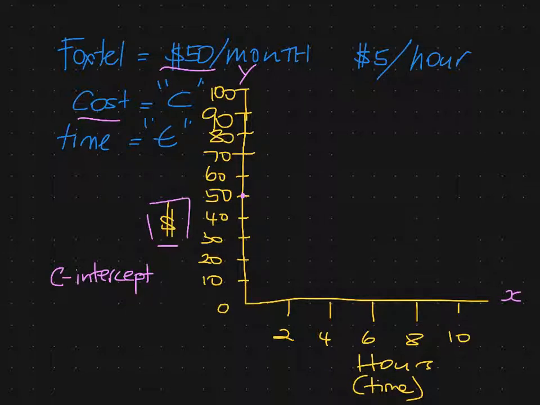Now when we're being charged our hourly rate, it's $5 per hour. So if you look down here, I've put it in lots of 2. Therefore, every 2 hours it's going to go up $10. So here at the 2 hour mark, it goes to 60. At 4, it goes to 70. 6 hours, 80. 8 hours, 90. And at 10 hours, it's $100. So we'll be able to draw our straight line.